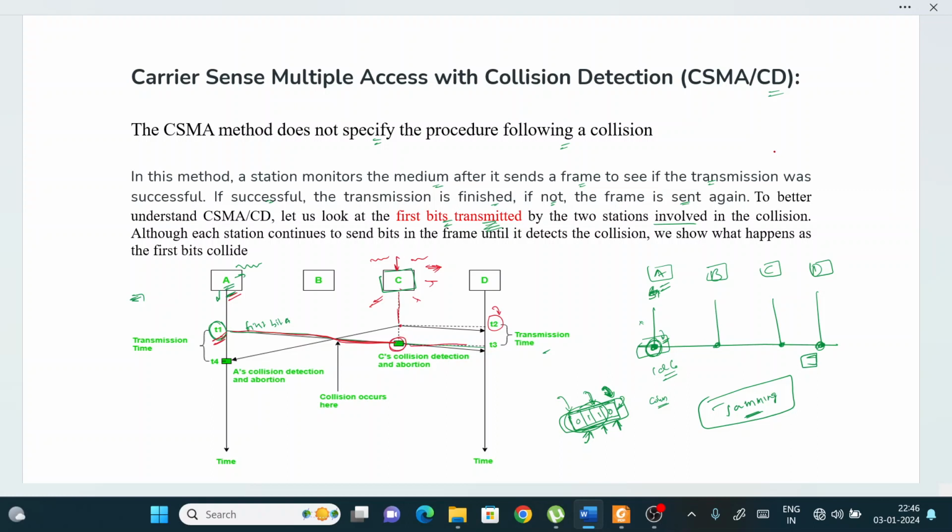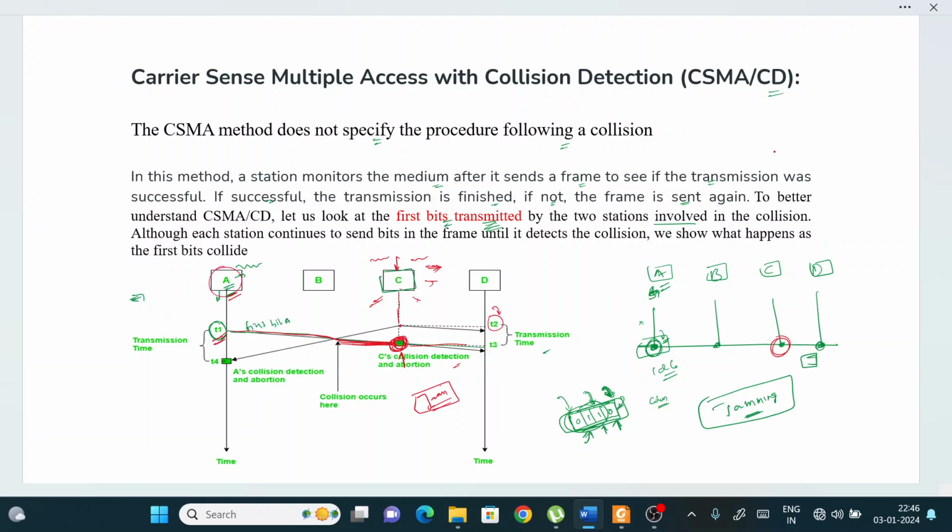So now here a collision may occur, and it will hit. One is faster, one is slower, something like this. So it will hit the first bit of A with the first bit of C. At this time period C will understand that a collision is detected. Now C will activate the jamming operation, so it will alert the others, and it will not send the remaining bits of the data.